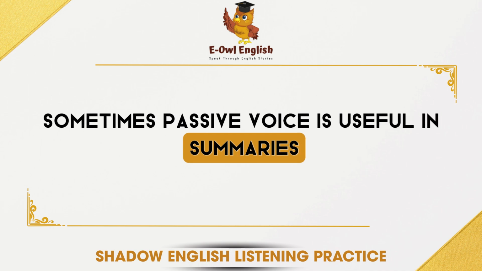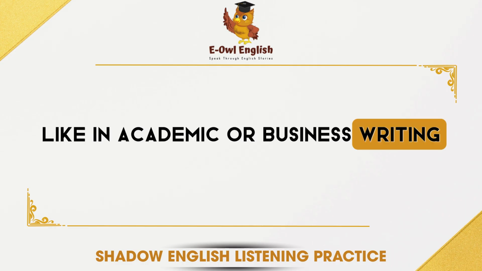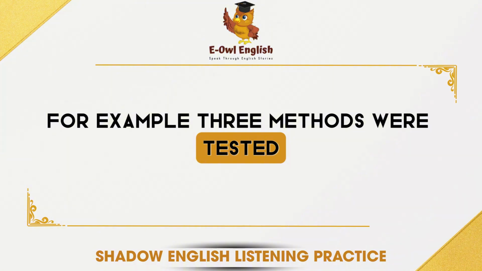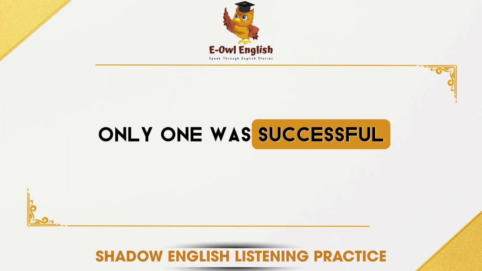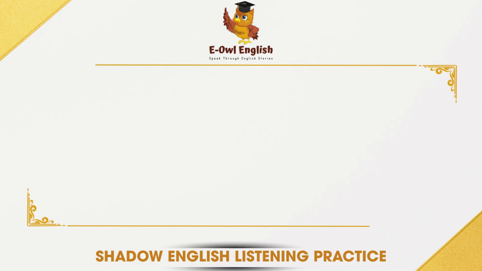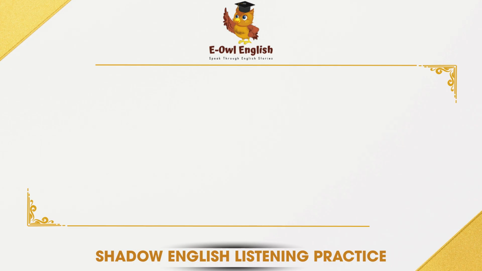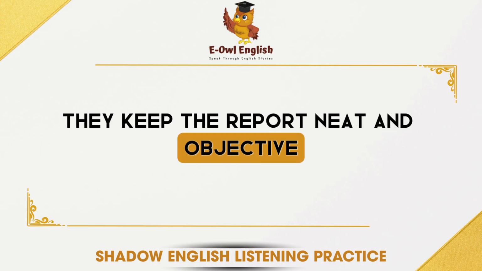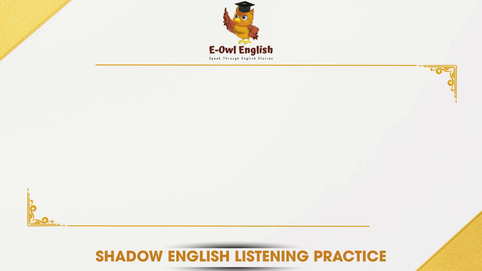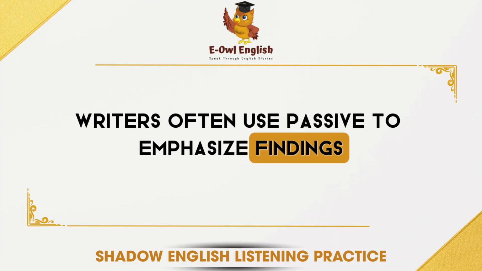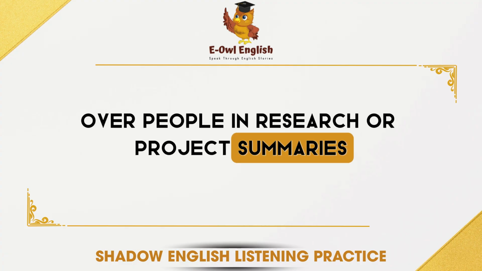Sometimes passive voice is useful in summaries, like in academic or business writing. For example, "3 methods were tested. Only one was successful." These short passive statements focus on the results. They keep the report neat and objective. Writers often use passive to emphasize findings over people in research or project summaries.